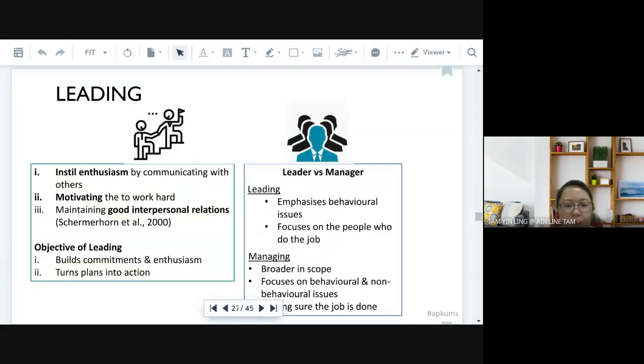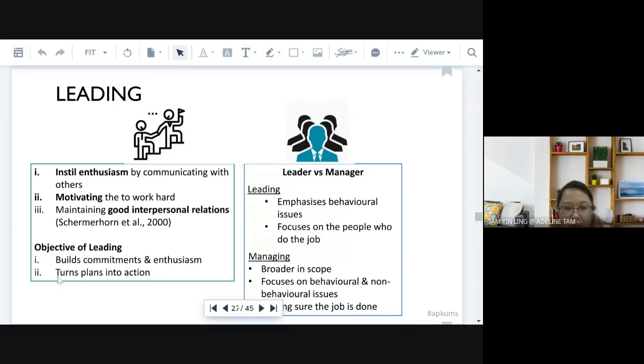So we have to build up good relationships. If the workers are not happy, sometimes they will create problems for their co-workers, so it will be a problem. The objective of leading is to build commitment and enthusiasm, menggalakkan, supaya mereka ada commitment. Commitment means they know what to do, they really work hard trying to do that, and they are motivated to do it.